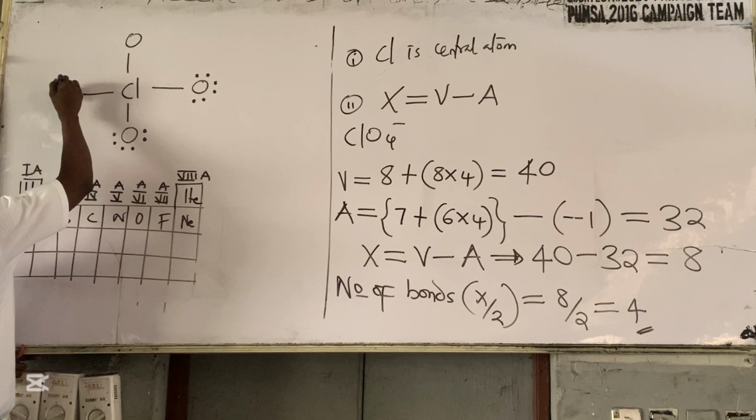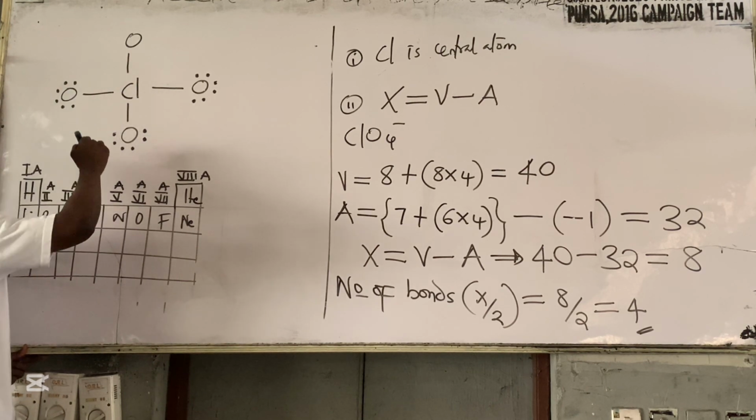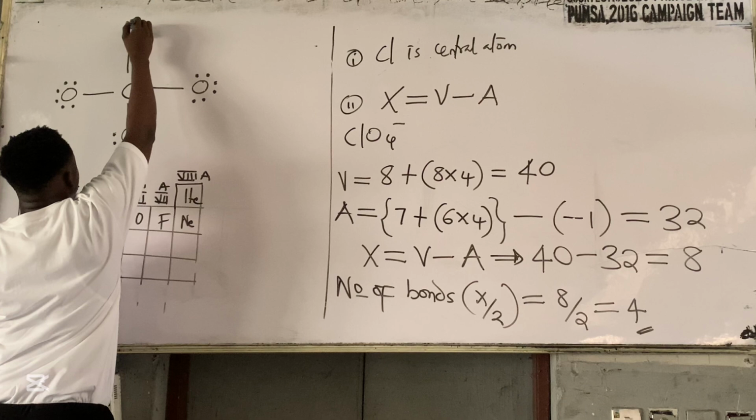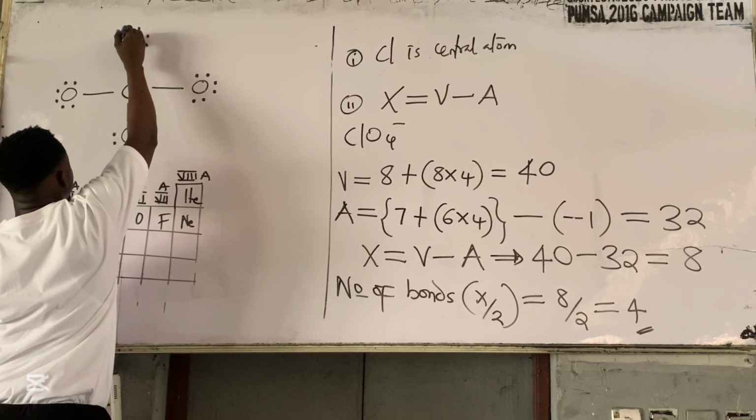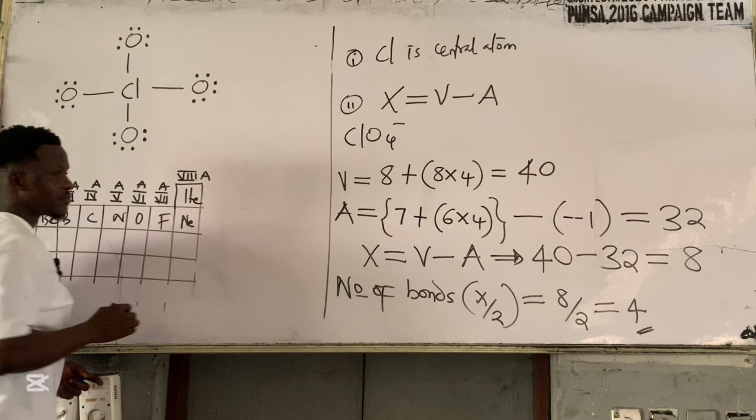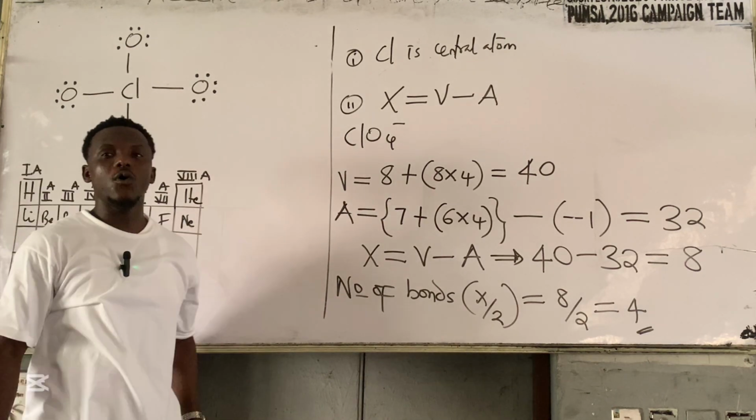1, 2, 3, 4, 5, 6. Same thing here. 1, 2, 3, 4, 5, 6. Rule number 4 is done.